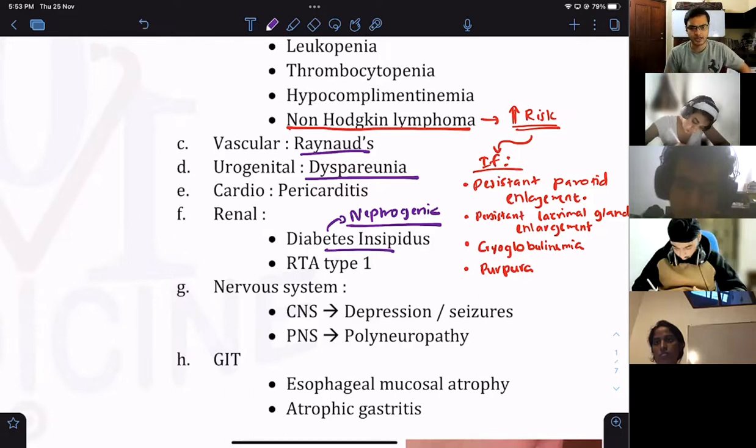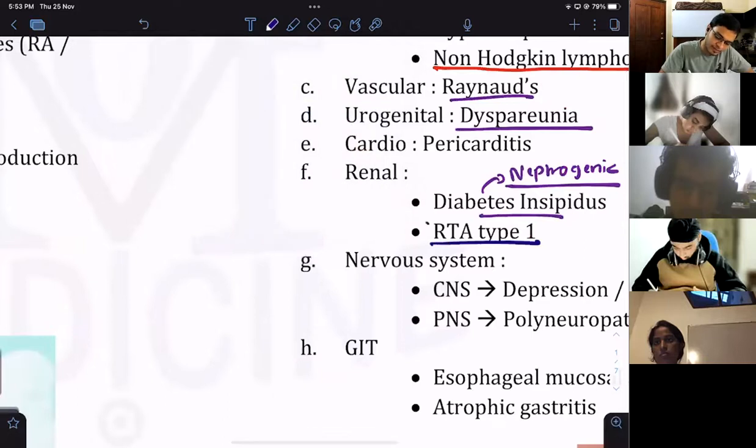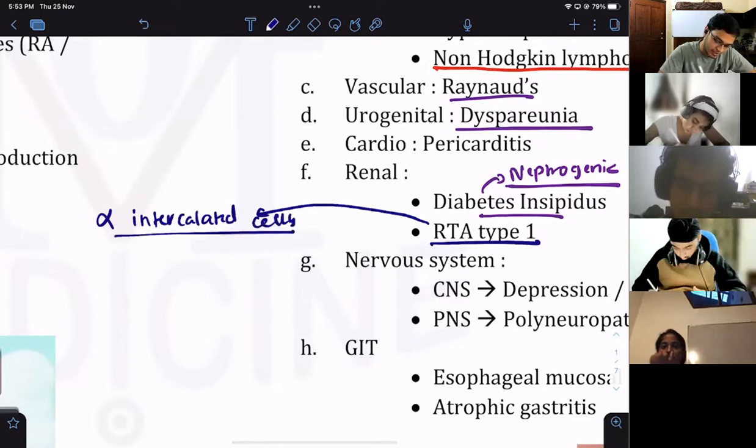Specifically, type 1 is more related with Sjogren's. You all know what is happening in type 1. Where does type 1 renal tubular acidosis mainly occur? Which part of the nephron? In the proximal parts or in the distal parts of the nephron? Proximal? Type 1 is mainly in the distal parts. Have you all heard of alpha intercalated cells? You all have done this. Go back to your notes and just check.